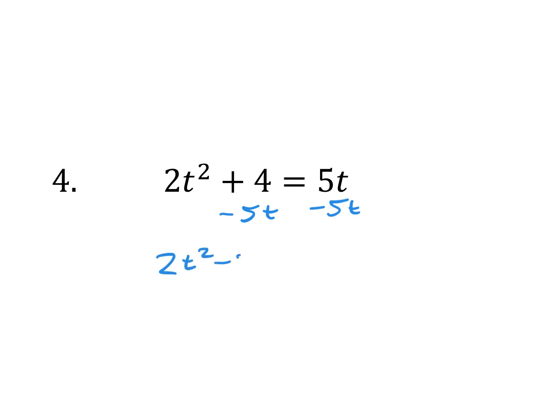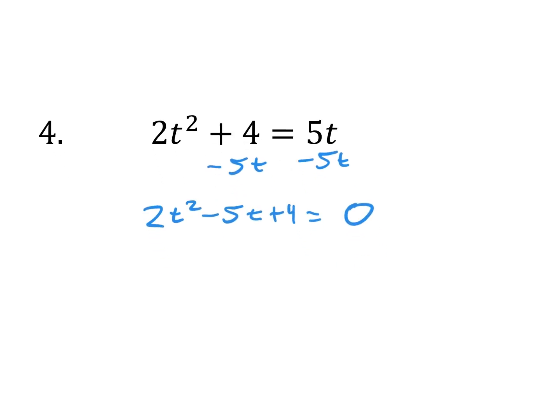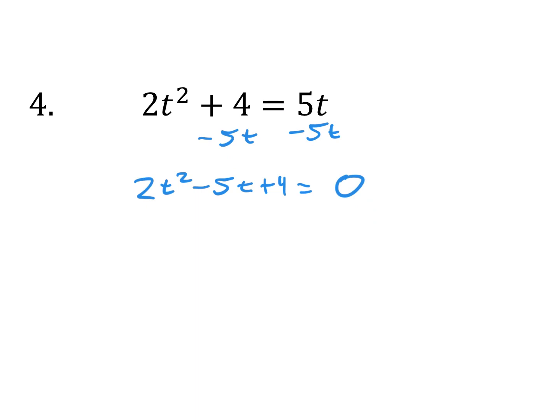2t squared minus 5t plus 4 equals 0. Now we're ready to go. Now this is a t, not an x, but that's okay. It doesn't matter what the letter is. It's still in quadratic form. It's t squared, t to the first, and a constant, no t at all. So it still works. It's just going to be, instead of solving for x, we're solving for t.